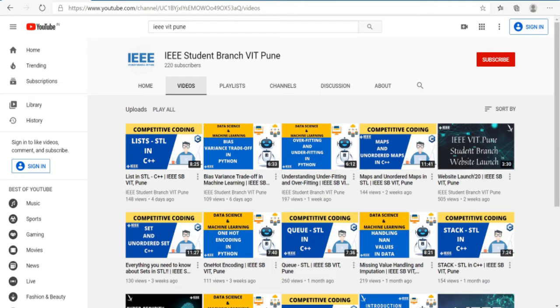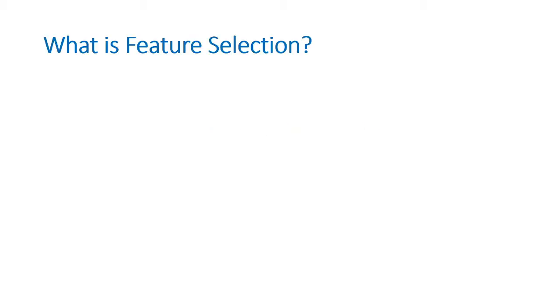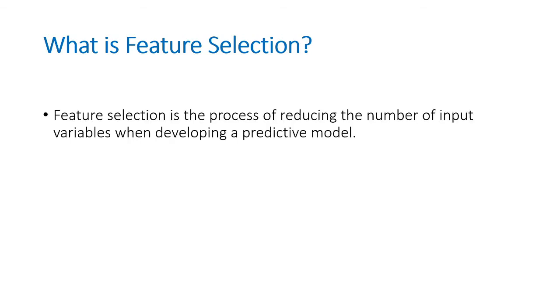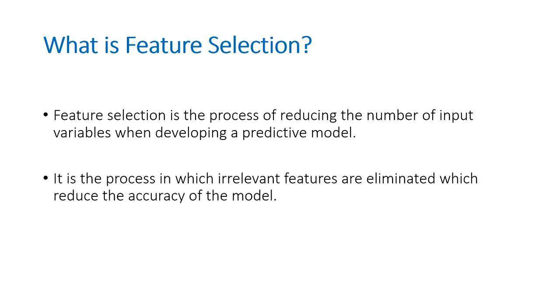In this video of the machine learning series, we will learn about feature selection. So what is feature selection? Feature selection is the process of reducing the number of input variables when developing a predictive model. It is the process in which irrelevant features, which reduce the accuracy of the model, are eliminated.